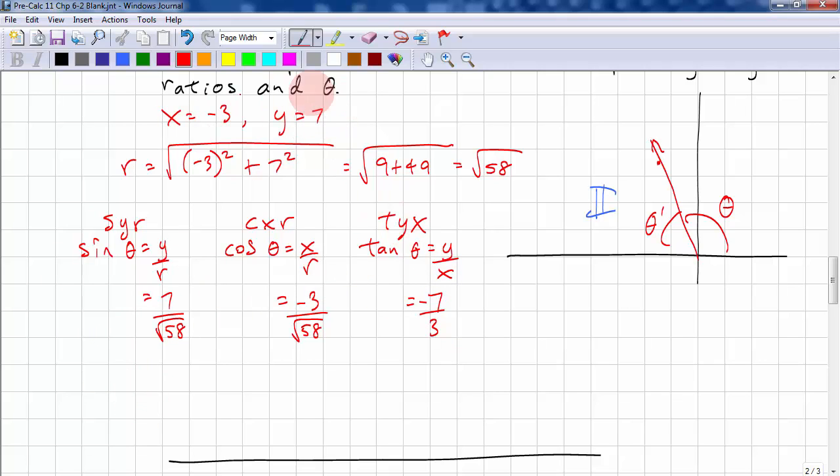Since these are original numbers, it's best to use this one. So theta prime equals the inverse tangent, and we take the absolute value. This is the best way to get the reference angle.